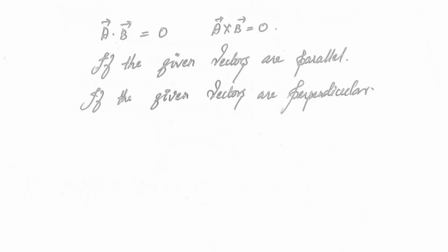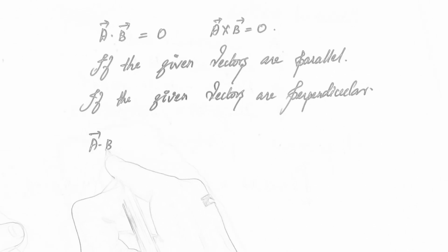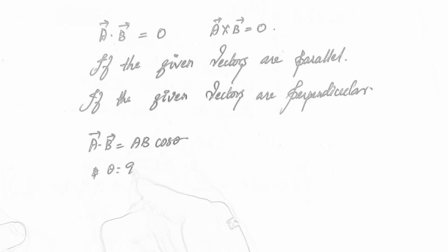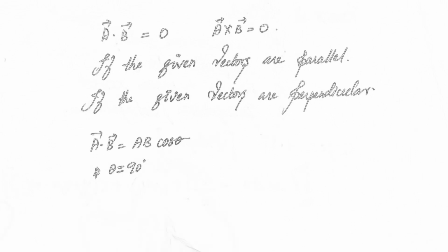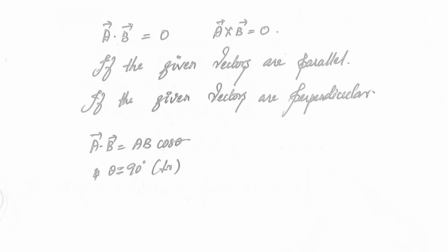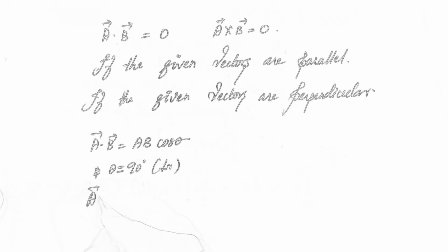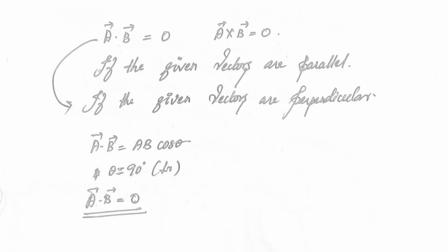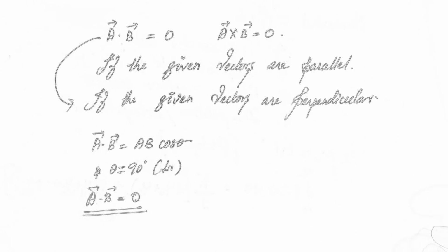So as we know, A vector dot B vector is equal to AB cos theta. Here when theta is equal to 90 degrees, that is the case of perpendicular, we'll get the dot product equal to 0. So if the dot product is 0, we have the given vectors are perpendicular.